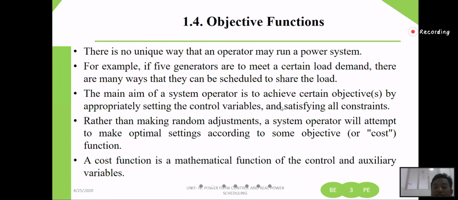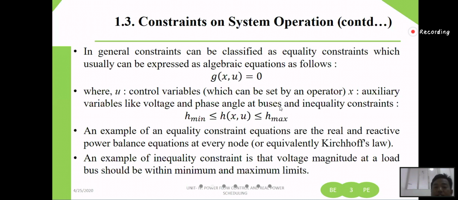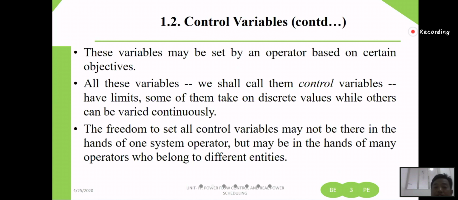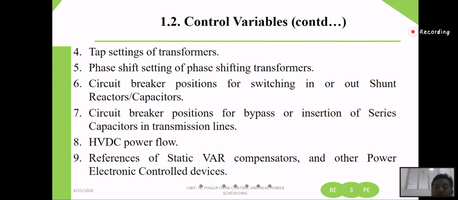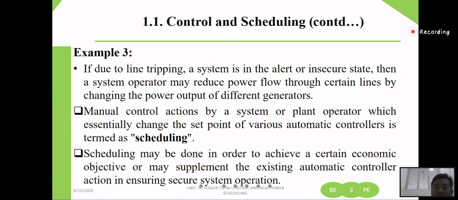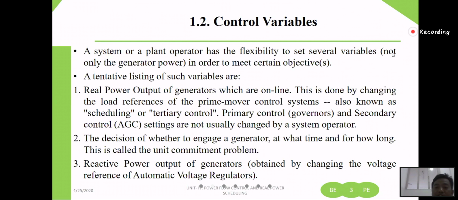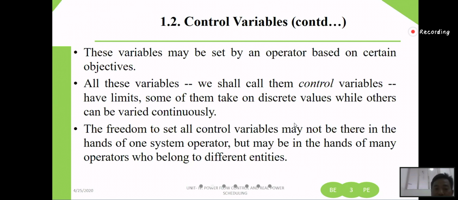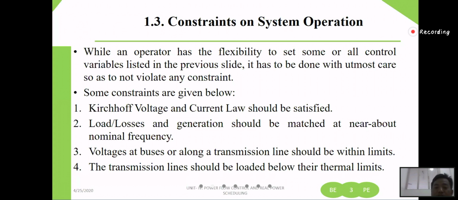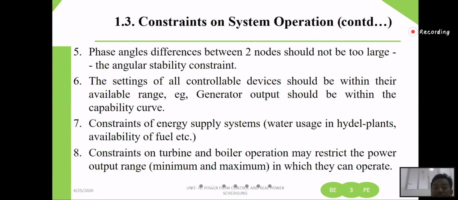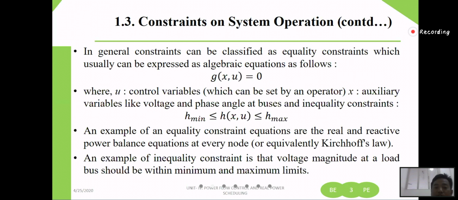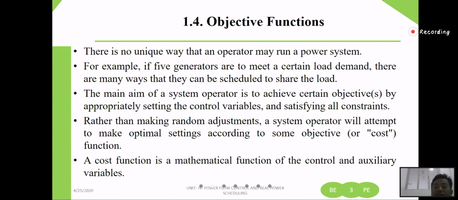What are the objective functions? First, scheduling means we have to set the set point, the reference point. When you set the reference point, we have to keep in mind the control variables. Then when you control these variables, we have to see that the constraints are not violated. We set all that based on the constraints, and all of it is to achieve a certain objective function of the transmission system. So what are the objectives?